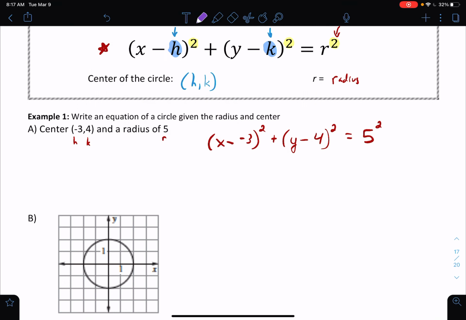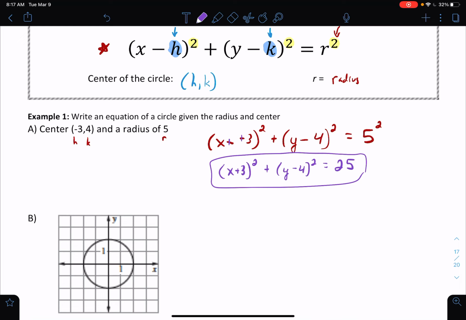So from here, I just need to simplify. x minus -3 is the same thing as x plus 3 squared, plus y minus 4 squared equals 5 squared, which is 25. So there is the equation of that circle.